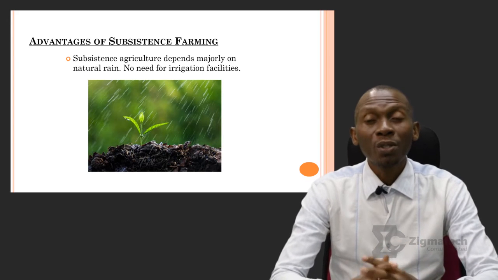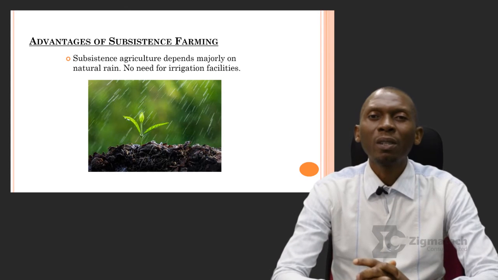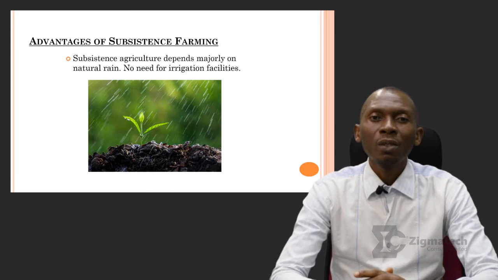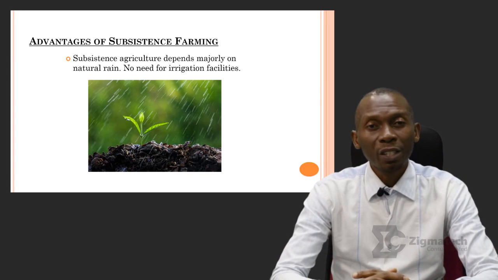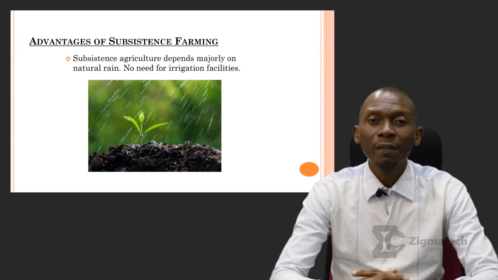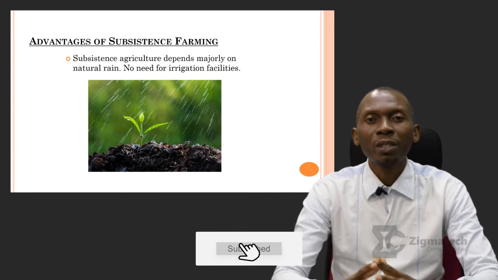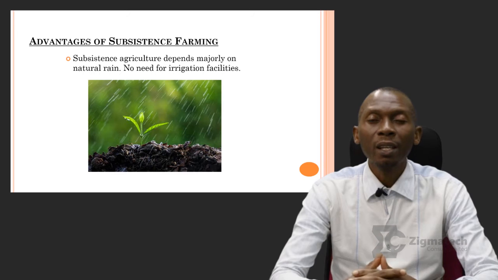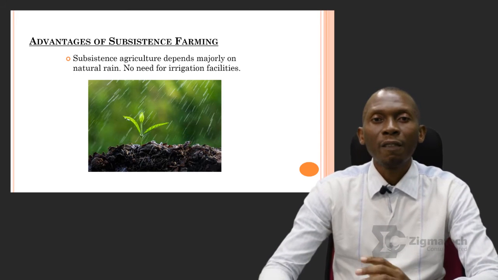Subsistence agriculture also has this as an advantage, whereby it depends on the natural rain to be able to water the crops. So there's no need for irrigation facilities, which are usually expensive. So it's called rain-fed agriculture. The farmer just depends on the natural rain to be able to water his crops. That's another advantage of subsistence farming.